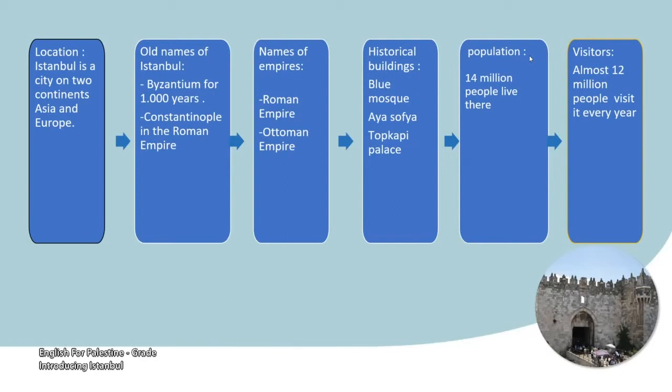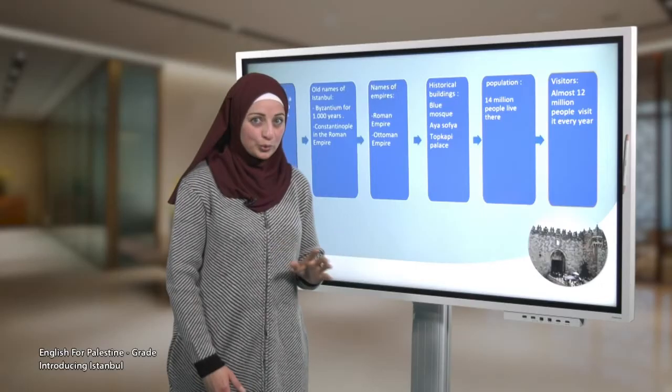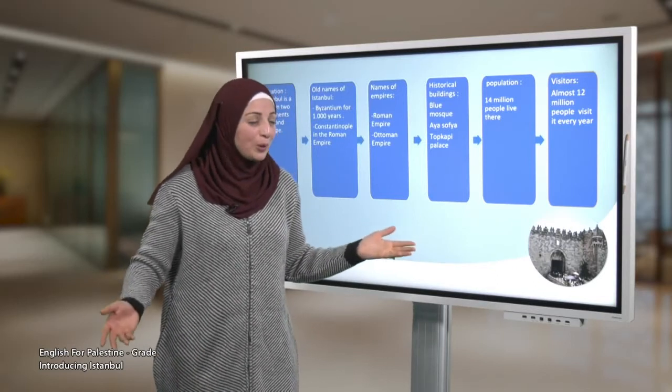Now, the historical buildings in Istanbul. We have many gorgeous buildings in Istanbul. Like what? Like the Blue Mosque, Hagia Sophia, Topkapi Palace, and many more. Population. How many people live there? We have 14 million people living in Istanbul. The visitors. How many visitors visit Istanbul each year? Almost 12 million people visit Istanbul each year, which is a very large number.